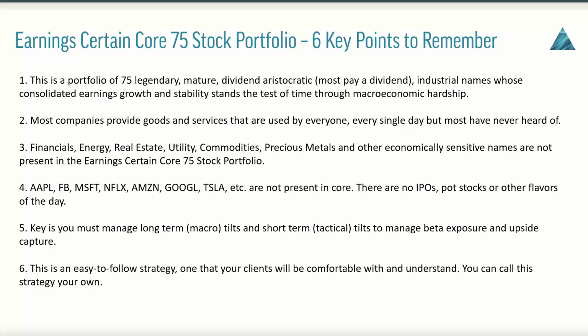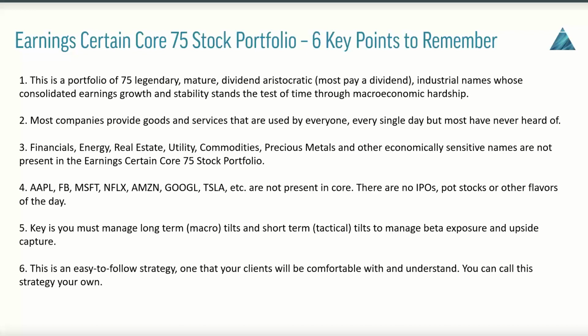You've seen a lot of the performance numbers. We're going to dive into the risk metrics here in just a minute. But Apple, Facebook, Microsoft, Netflix, Amazon, Google, Tesla, these are all names that are not present in core. There are no IPOs, no pot stocks, no other trends or flavors of the day. Again, we're looking for 20 years of rock solid history. It's going to take quite a bit for Tesla to end up in core. Okay, it's going to take many, many years.